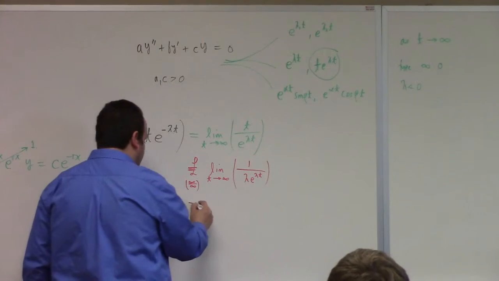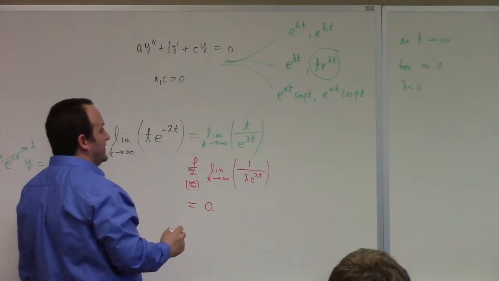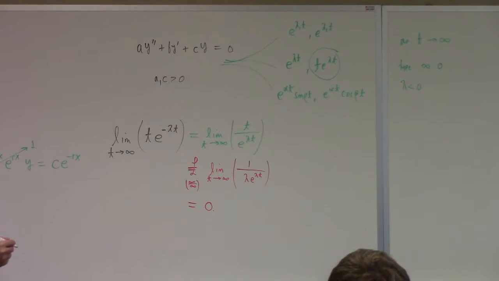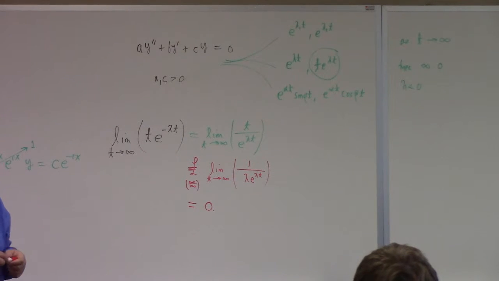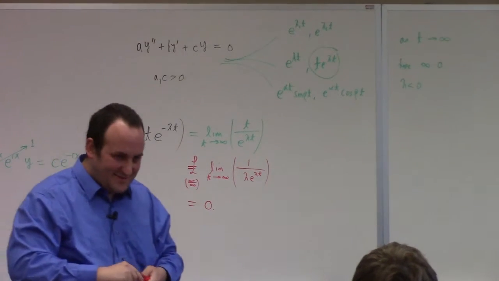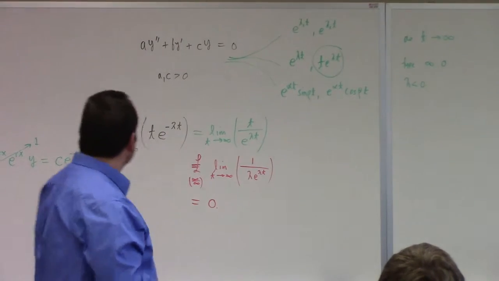So moral of the story, exponential wins. And even in the case you have t times exponential, that still dies to 0 pretty fast, even in that critically damped case. All right, I will stop talking about your next homework since you have questions about your current homework that's due tomorrow. It's B and C.